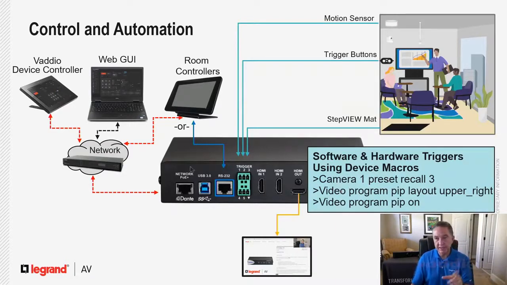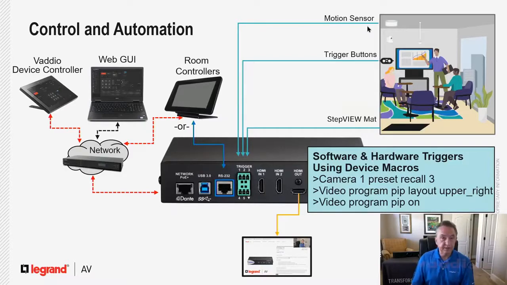Once they're defined, you can obviously trigger them through software, with the Vadio device controller, a web GUI, or Crestron, AMX or other third-party controllers. You could say, trigger that, just like a button press. You can do other things with those GUIs. Obviously, they're full GUI interfaces. Or you can use hardware triggers, which are just simple contact closures.